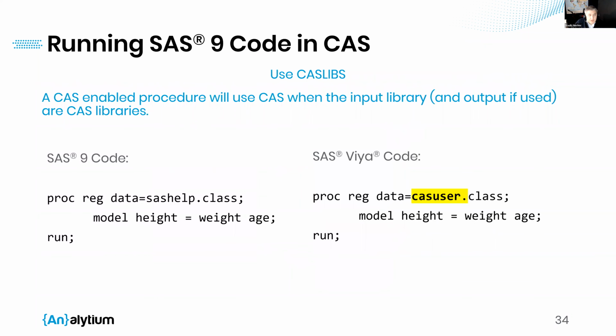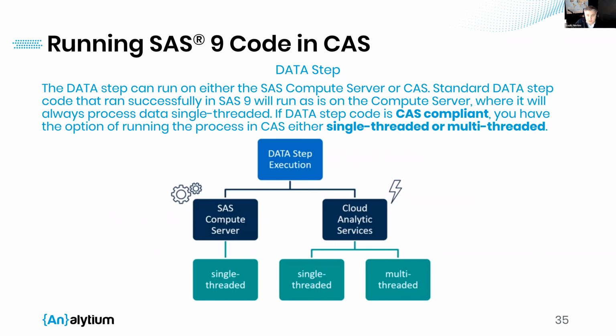And next one, running SAS 9 code, like I mentioned before, once your data is already loaded in CAS, it's simply a matter of changing your library to the CAS library, and your code will execute perfectly fine. Now, just a couple more slides left.